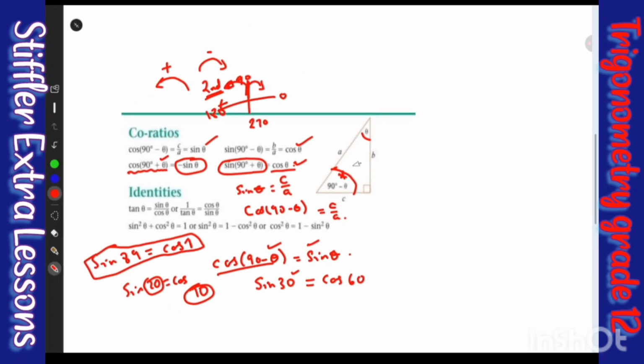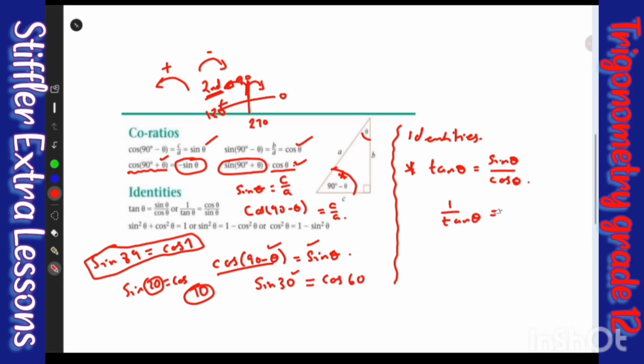So again, in grade 11 or previous grades, you also learned the identities. So which identities did you learn? There are only 2, but you can expand the 2 and there will be 5, right? But the main ones are just 2. So we have tan of theta, which is equal to sine of theta over cos of theta. This one we can also reciprocate, and 1 over tan theta gives us cos theta over sine theta. We just reciprocated, right? So that is identity number 1.